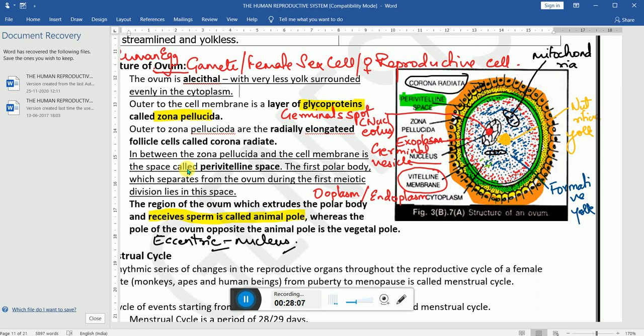So students, I have discussed almost everything with you. The one thing I have not discussed is its diameter. In your book it may be written as 0.1 millimeter in diameter, or it can be written as 0.2 millimeter in diameter, or as 100 micrometer long. So this can be the size of the ovum.